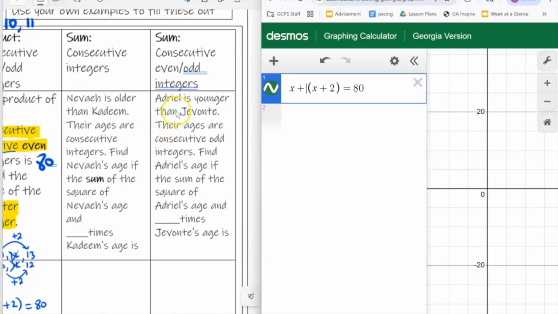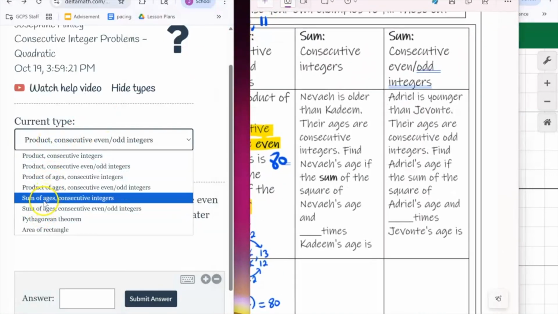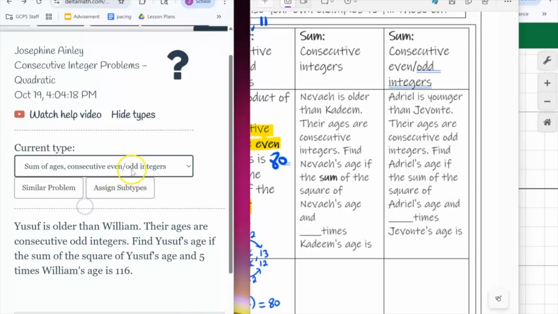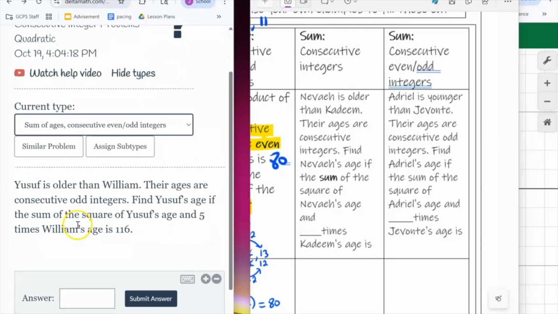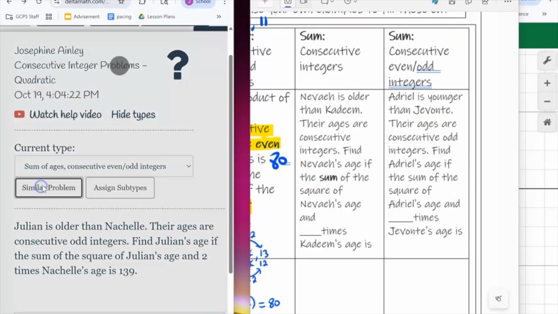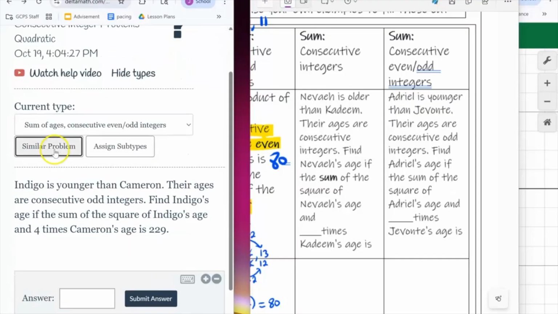So I need one that says sum consecutive. So I'm going to go to sum. And again, it could be sum of ages. Oh, I guess that's the only option. I'm doing consecutive, even, and odd. You're going to do a consecutive integer one. All right, Yusuf is older. I'm looking for a younger one. Again, it doesn't matter.